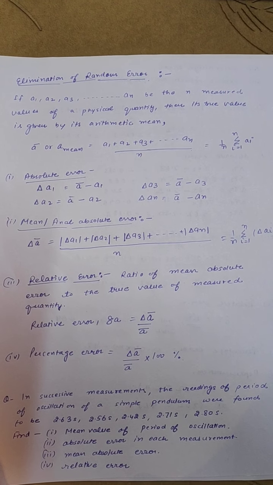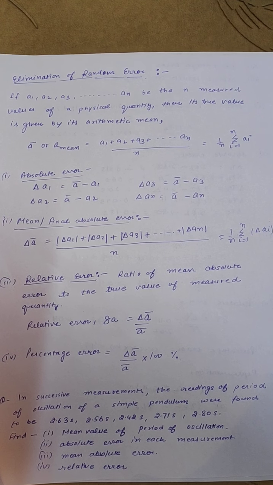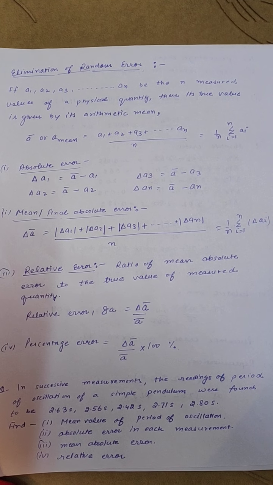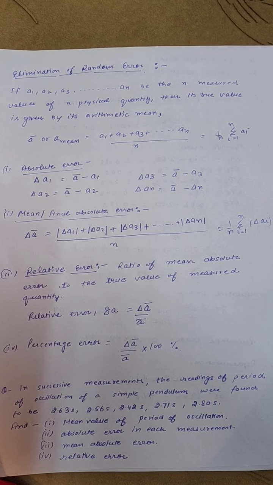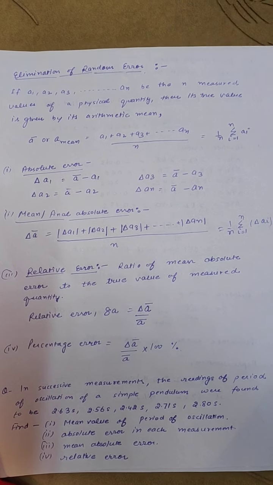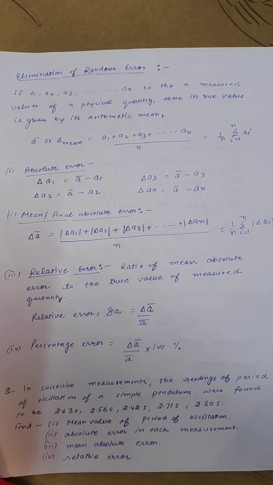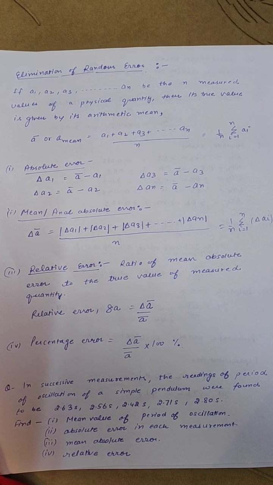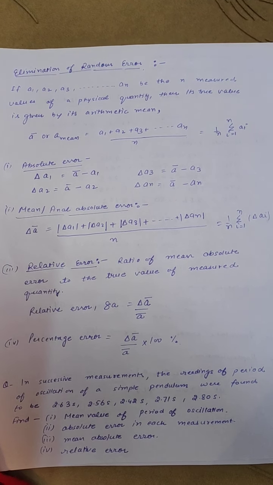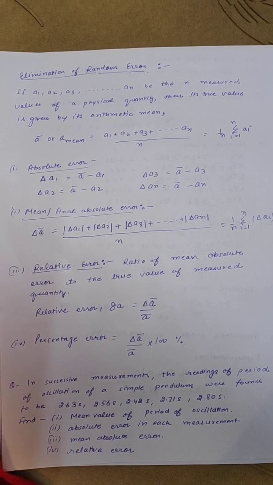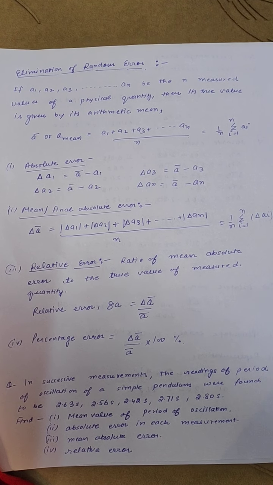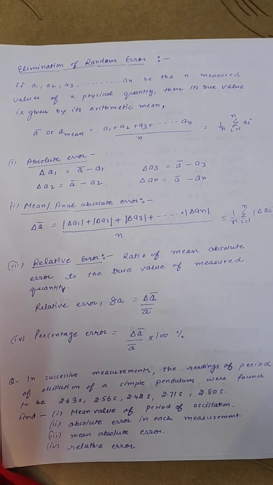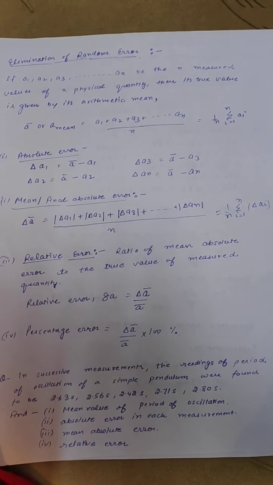Now how to find the absolute error? For finding the absolute error, it is firstly represented by delta. If I want to find the absolute error for the first observation, I'll write delta A1, and that is equivalent to A mean minus A1. Similarly for delta A2, A mean minus A2, delta A3, A bar minus A3, delta AN, A bar minus AN. So this is how you can find out the absolute error.